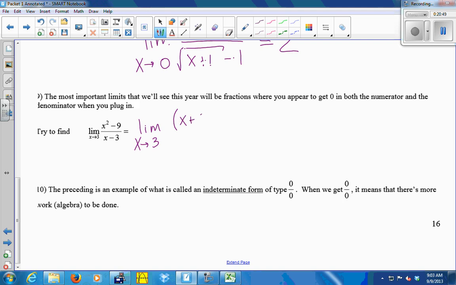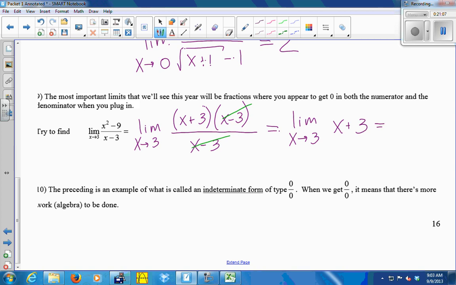Yeah, x plus 3, x minus 3 over x minus 3. And they cancel, right? I can get rid of my x minus 3's. So then I have the limit as x approaches 3 of x plus 3. And now what happens when you plug in? You get 6. Yeah, you can evaluate it, and you get 6. Let's double check that this works by using our calculator to investigate this limit.